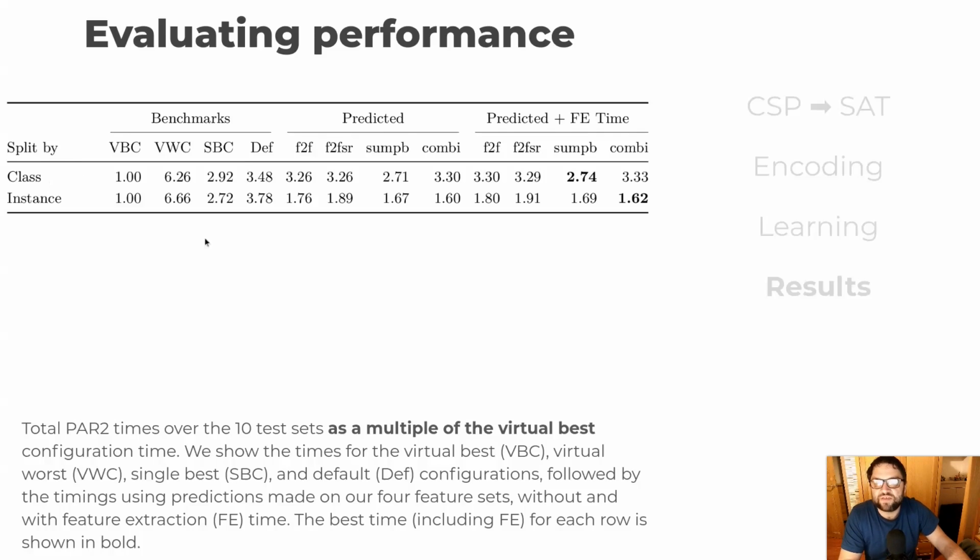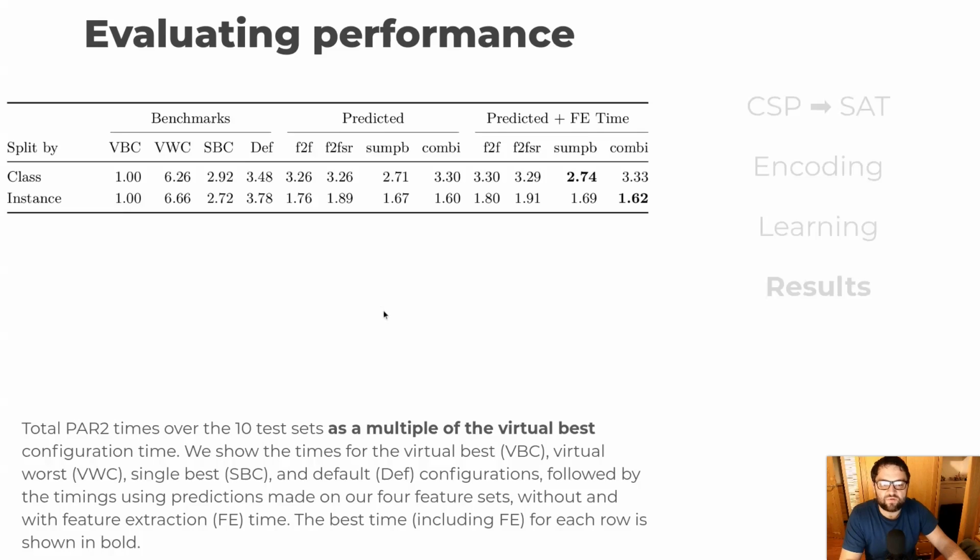In order to evaluate this, we worked out the virtual best time as well as the virtual worst time. We worked out the single best configuration time and the default, which is tree in Savile Row's case. And we've shown here the ratio to the very best. So 1.62 means we're 1.62 times slower when we predict using the combi feature set compared to the virtual best time available.